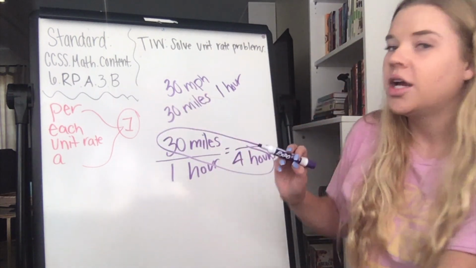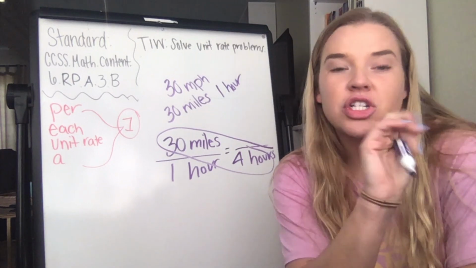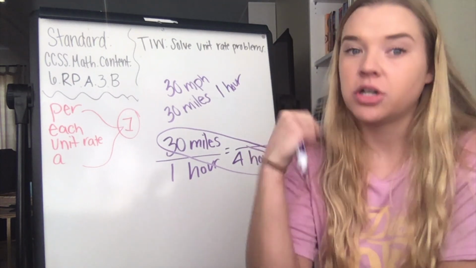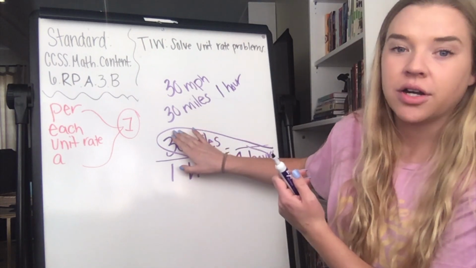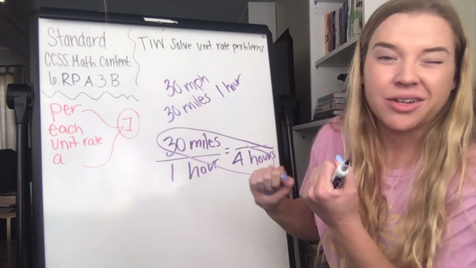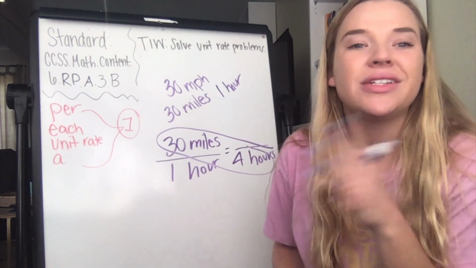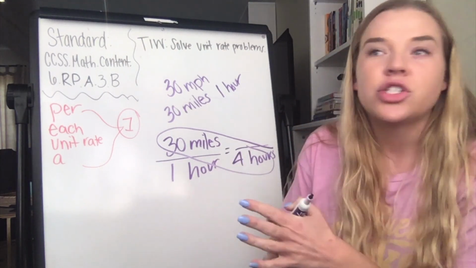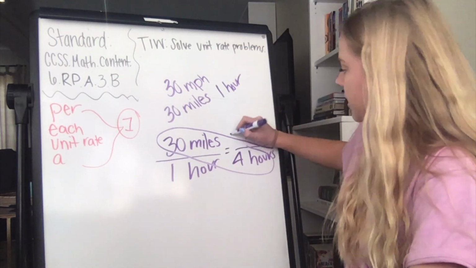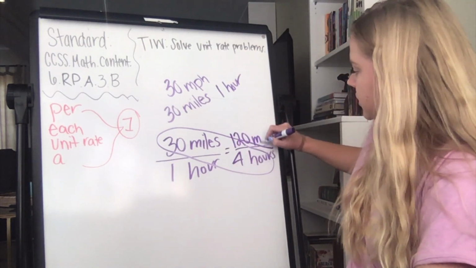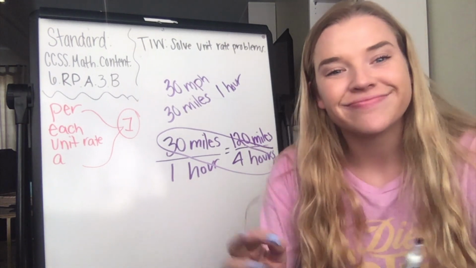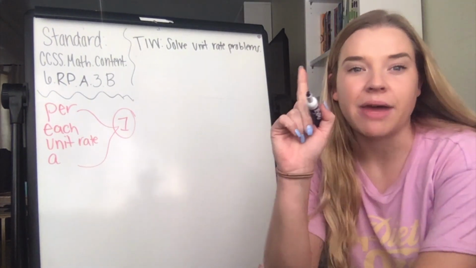30 times 4. I want you to pause, use whatever strategy you need to use to solve this. I personally would have done 3 times 4, which is 12, added that 0 back in, which is 120. However you solved it, beautiful, that works. And I'm going to divide by what's left, which is 1. So it would be 120 miles in 4 hours.